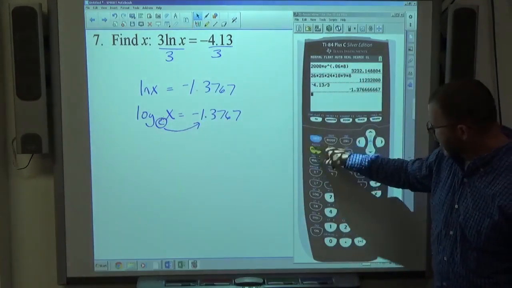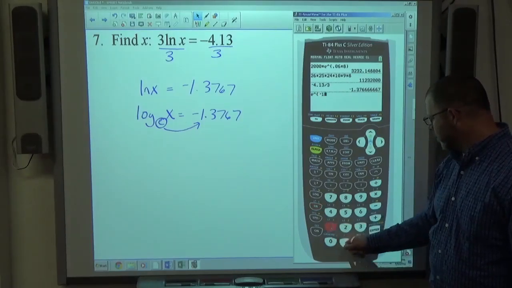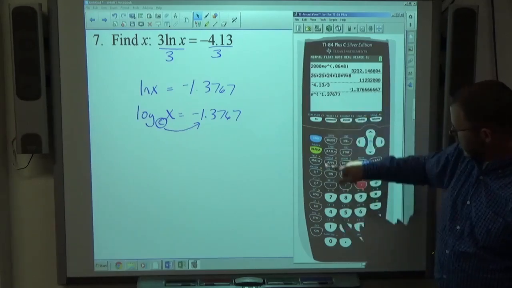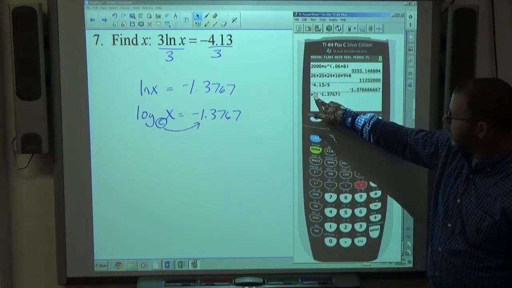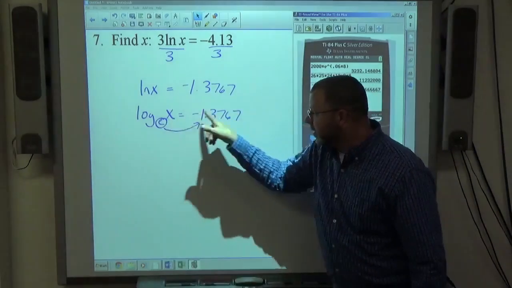So I'm going to type the second ln key to get e to the power. I type in my power, negative 1.3767. Notice I never hit the power key because when I hit second ln, it automatically puts a power symbol there, so you don't have to do anything. So it's e to this power.